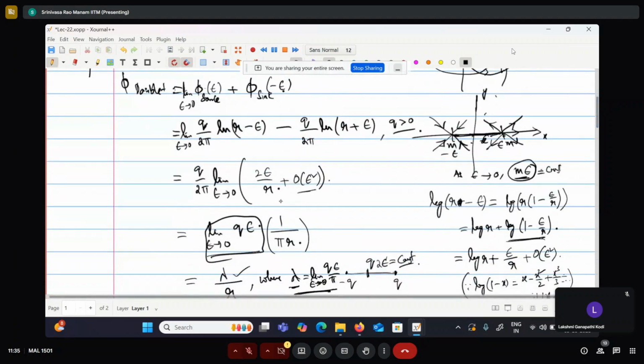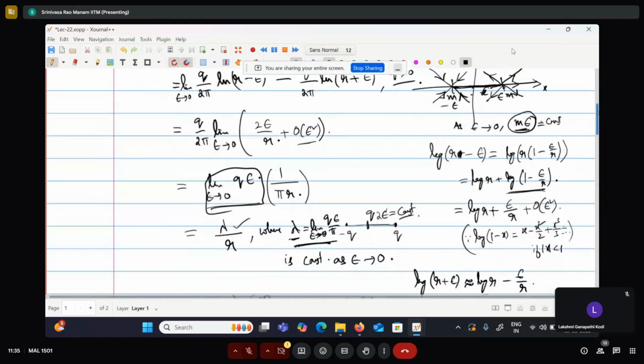So when you consider this way, the only thing is the strength of those two, source and sink. You are making the strength go to infinity when they come together, in such a way that strength into that distance is actually constant.